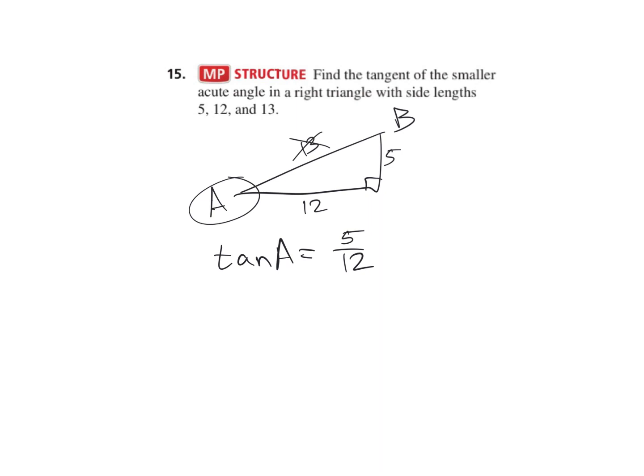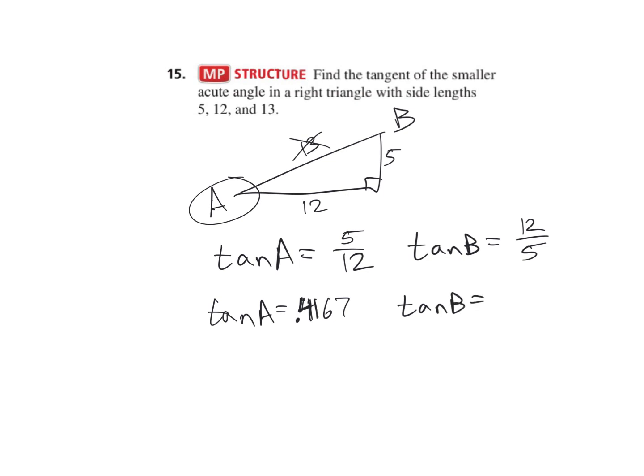So what is that? 5 divided by 12 on your calculator. The tangent of that angle is 0.4167. That's the tangent of A. And now the tangent of B is equal to the opposite leg, 12, over the adjacent leg, 5. So 12 divided by 5 on your calculator is 2.4. But it did say to find the tangent of the smaller of the acute angles, so this is actually what it was looking for.